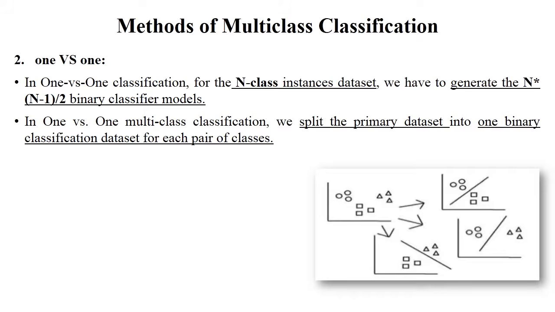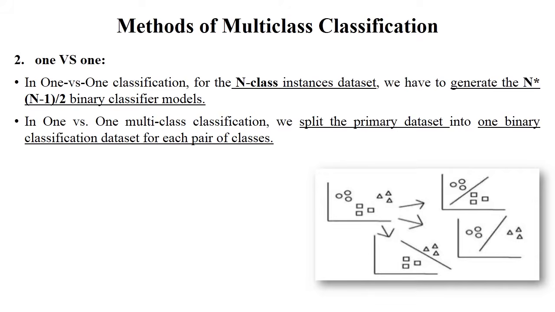Next. Now the next method is one versus one. So basically, one versus one classification uses a particular formula for generating classifiers, and the formula is n into n minus 1 divided by 2, where n represents the total number of classes. So by using this formula, they generate the classifiers. So one versus one multi-class classification splits a primary dataset into one binary classification dataset for each pair of classes. For example, previously one versus rest generated three different classes, green, blue and red, and one versus one uses pairs of classes. This is the main additional thing in this classification.